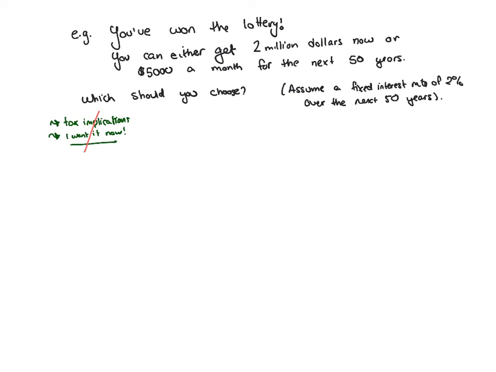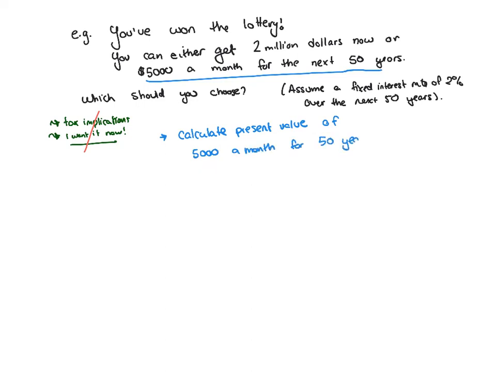So what we can do is calculate the present value of that $5,000 a month. So how much is it worth now to get $5,000 a month for 50 years? And then I'll compare that with the $2 million, which has a present value of $2 million. So let's go ahead and write out our formula.